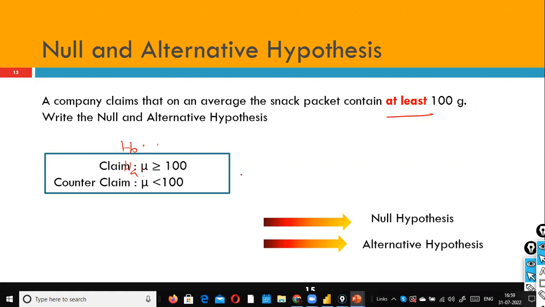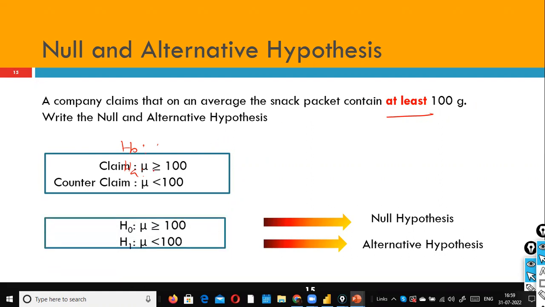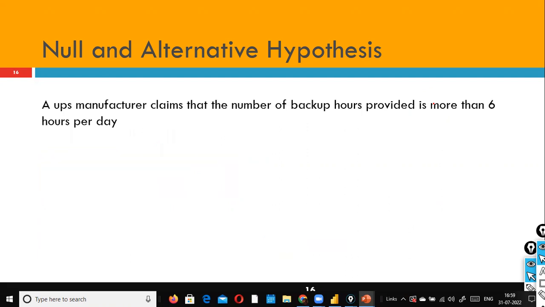And see what the null hypothesis is here. Same thing. So mu is greater than or equal to 100, and the alternative is mu is less than 100. We want to test: no, it is not 100 gram or more than 100, it is less than 100. Okay, so now you understood what "at least" is, right? If you find this clause "at least," then it is greater than or equal to. "At most" is less than or equal to.